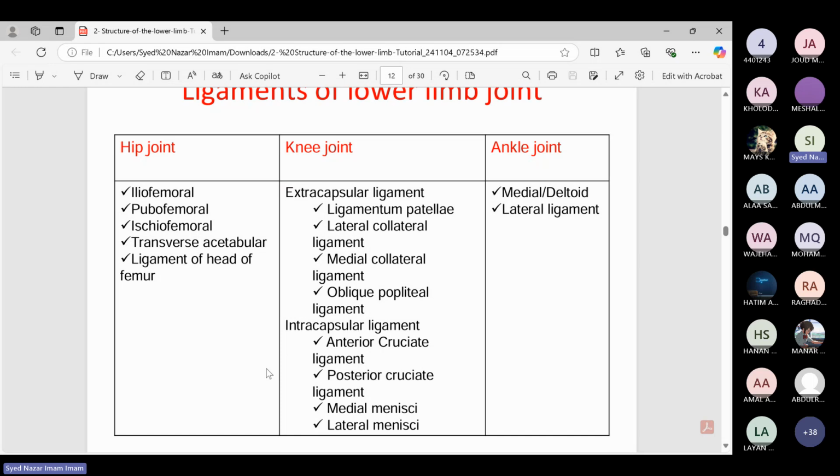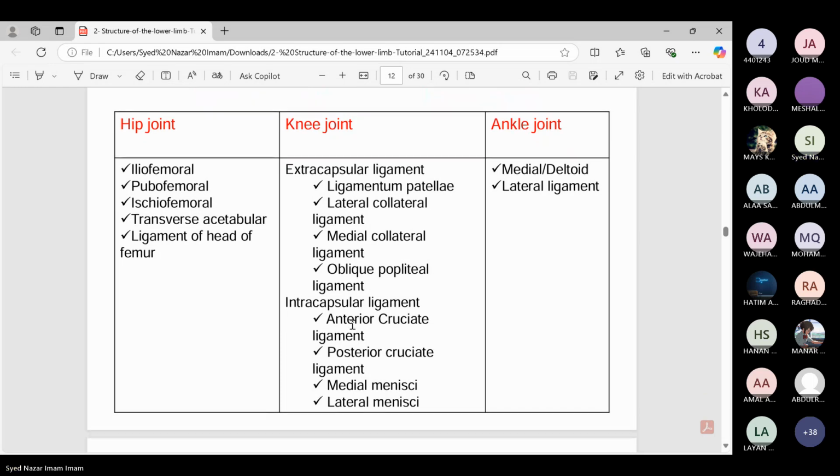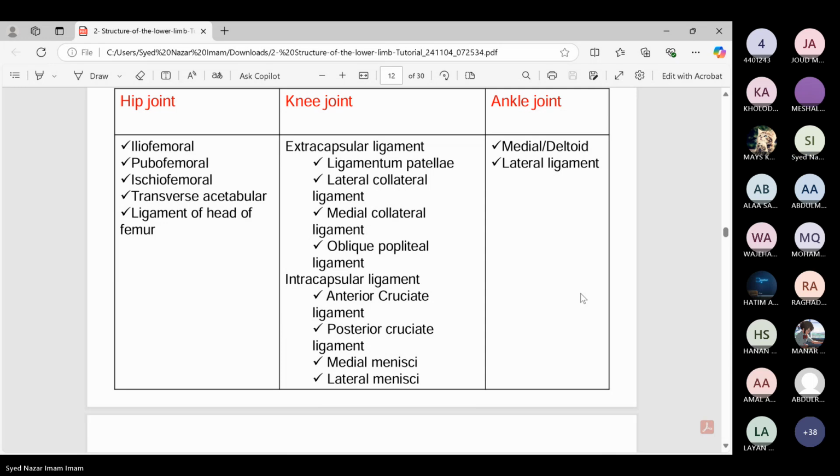Intracapsular ligaments: we have two cruciate ligaments, the anterior and the posterior cruciate ligament, and two menisci, one on the medial side, one on the lateral side. Remember that these menisci are not true ligaments, they are cartilage. But for this purpose, we have divided the ligaments into the extracapsular and intracapsular ligaments. In the ankle joint, we have two ligaments, one on the medial side, we call it the medial ligament, another name of that is the deltoid ligament, and one on the lateral side, we call it the lateral ligament.